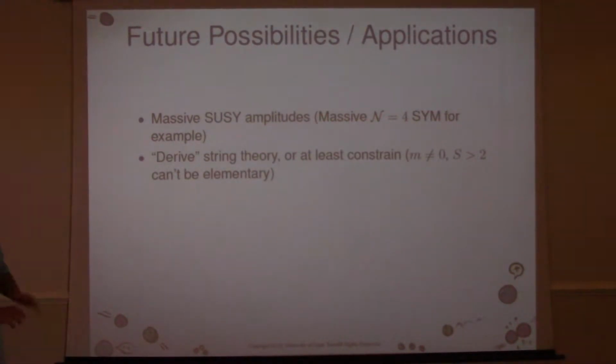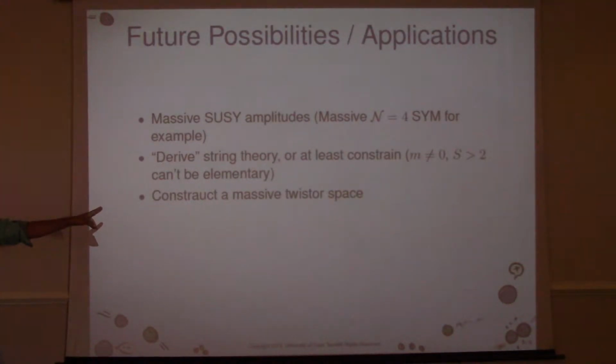There's this very bold proposal that it might be possible to somehow derive string theory, because if you use the constraints that your amplitudes have to satisfy, these group theory constraints, you'll find that you can't have higher spin massive particles. They cannot be elementary, so they'll have to be composite, or you need an infinite tower of them, which is exactly what you're talking about. So that's an interesting goal.